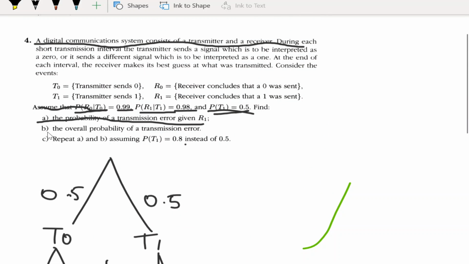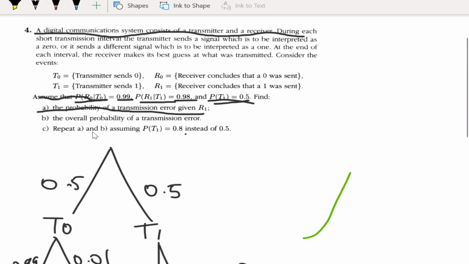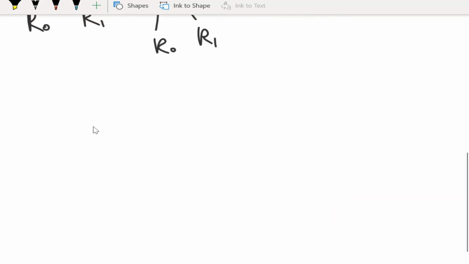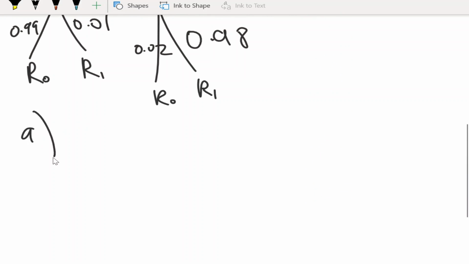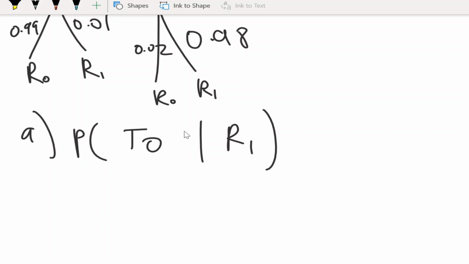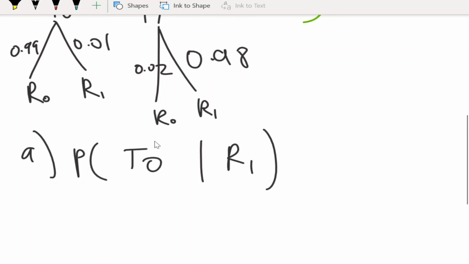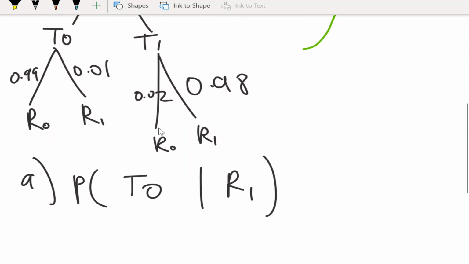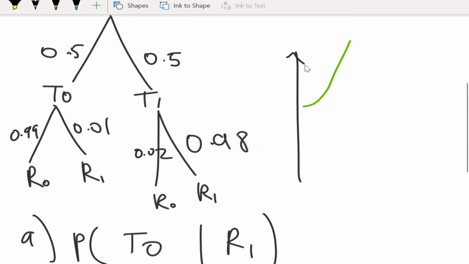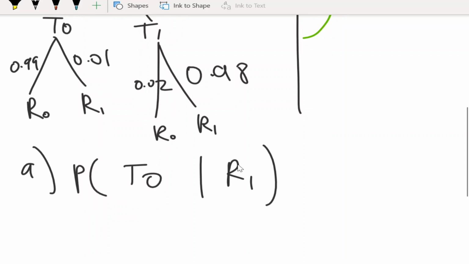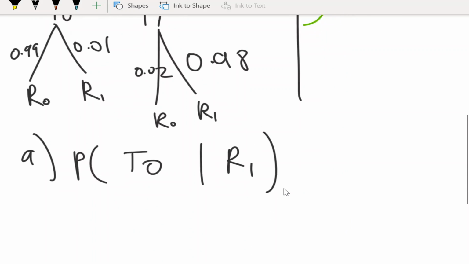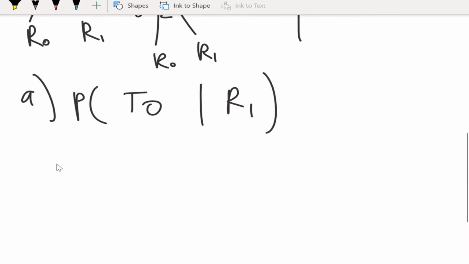And I think with that information, we can start problem A. It's the probability of a transmission error given R1. So we're given R1. For a transmission error to happen given R1, that means T0, because if it's T1, then there's no transmission error. So you'll notice that P of T0 given R1 means we're going up the tree, since we're given R1, and then we're calculating the probability of T0.